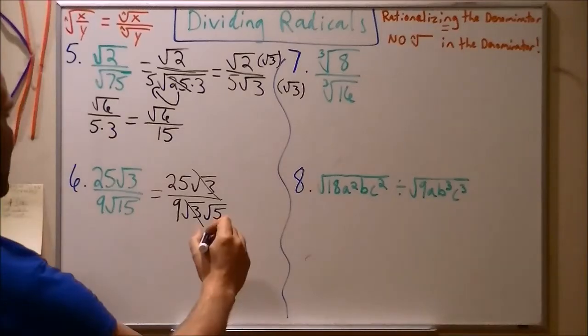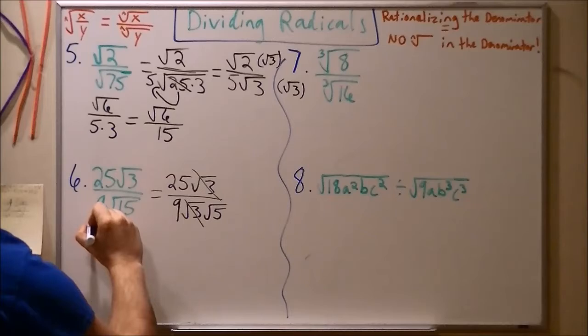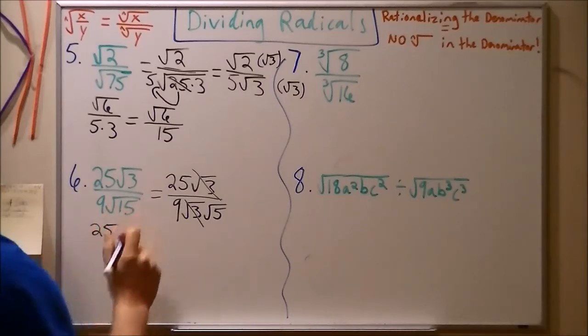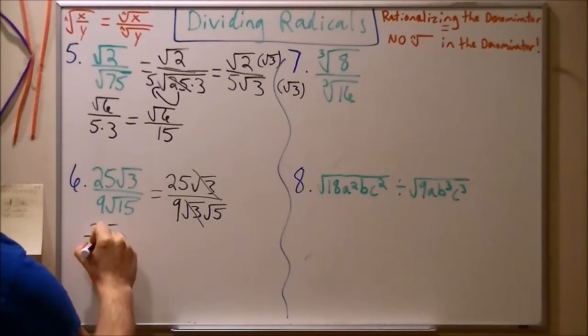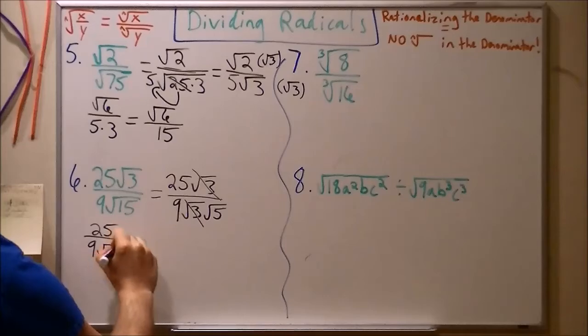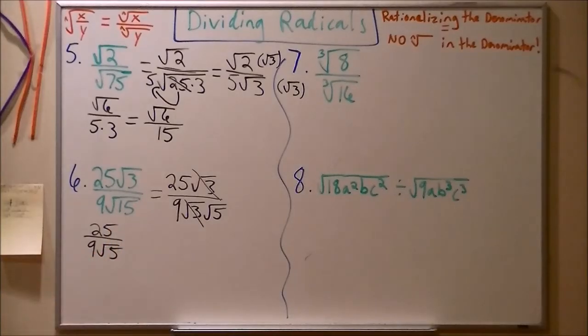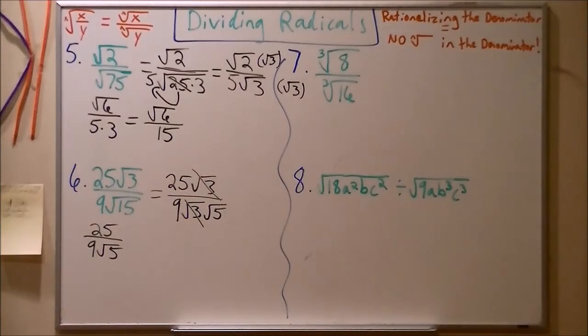And so all that I have left now is 25, nothing square root on top, and I have on bottom 9 square root of 5. But I'm not done, and why is that? I haven't rationalized the denominator, which is equivalent to saying I can have no root term in the denominator, period, or it's not in standard form.